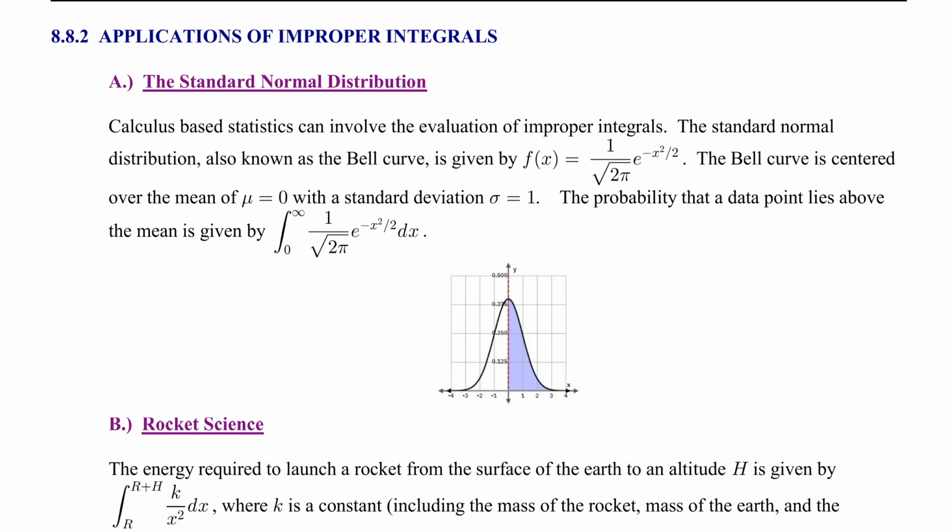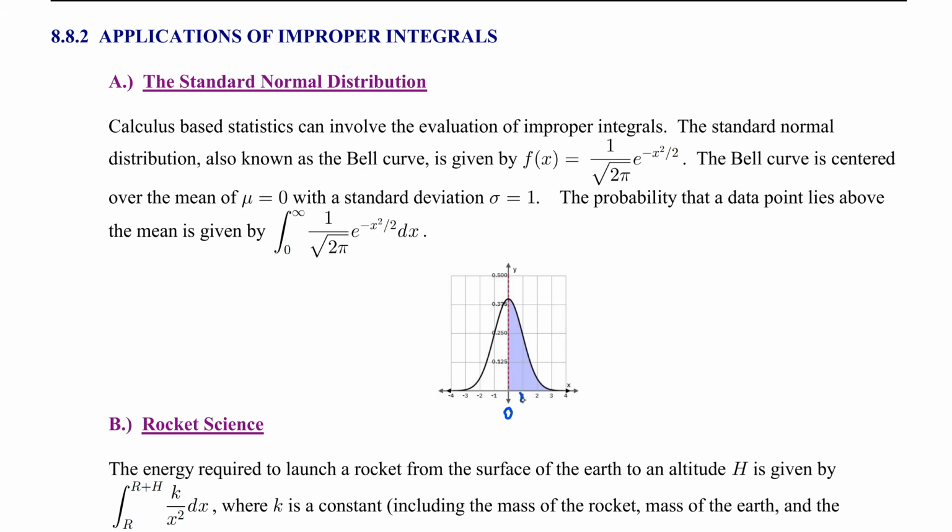The bell curve is centered over the mean of mu equals 0 with the standard deviation sigma equals 1. So if you look at the graph below, you can see that it is centered at 0 and the unit of measure on the x-axis is 1. So each unit on the x-axis represents a standard deviation either above or below the mean.